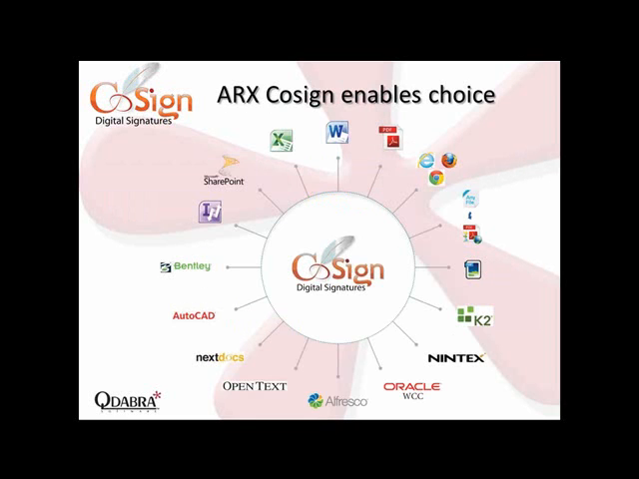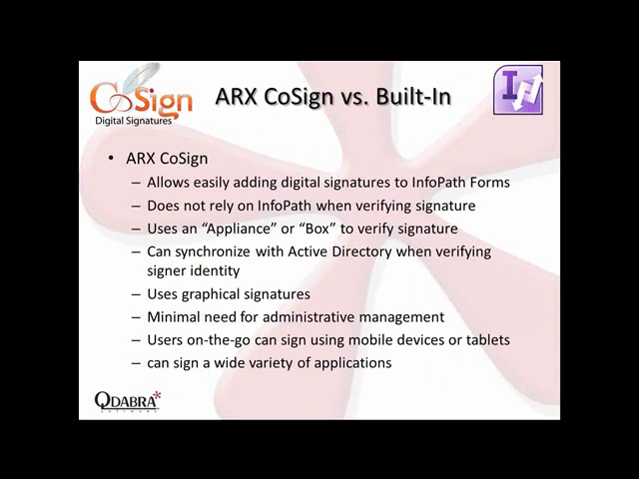Also, the biggest advantage with Cosign is you can use it with many different applications, not just InfoPath. You can use Cosign's digital signatures with Word, Excel, PDF, and many others. So having one digital signature solution for all your processes is a big factor that you might want to consider when choosing the path of digital signatures.